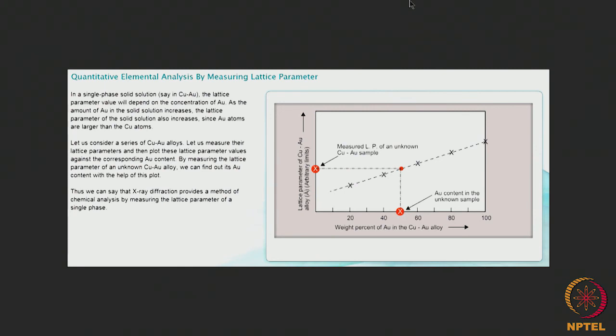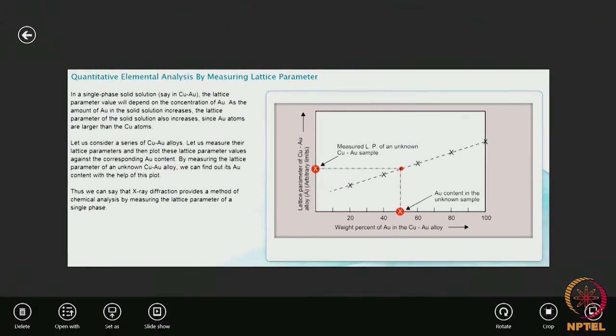So this dotted line passing through these points shows how the lattice parameter of the solid solution changes as the amount of gold in the solid solution changes. So if we have an unknown alloy, we simply have to measure the lattice parameter. Once you do that, you put the lattice parameter value over here and find out the corresponding gold content of the alloy. So in this manner, you can find out from the lattice parameter the quantitative chemical analysis in case of a solid solution.